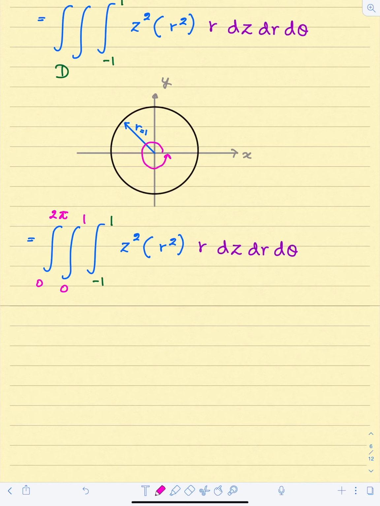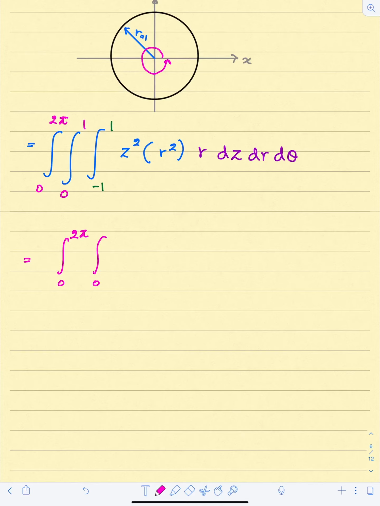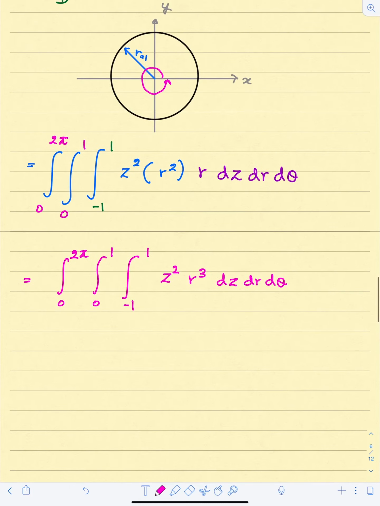Okay, so let's do this integral. Yes, integral from 0 to 2 pi. Middle integral goes from 0 to 1. The inner integral goes from -1 to 1. We have z squared r cubed dz dr d theta. As you can see, we have a very simple integral. But if you do this integral in the Cartesian coordinate system, you will get a very complex integral.